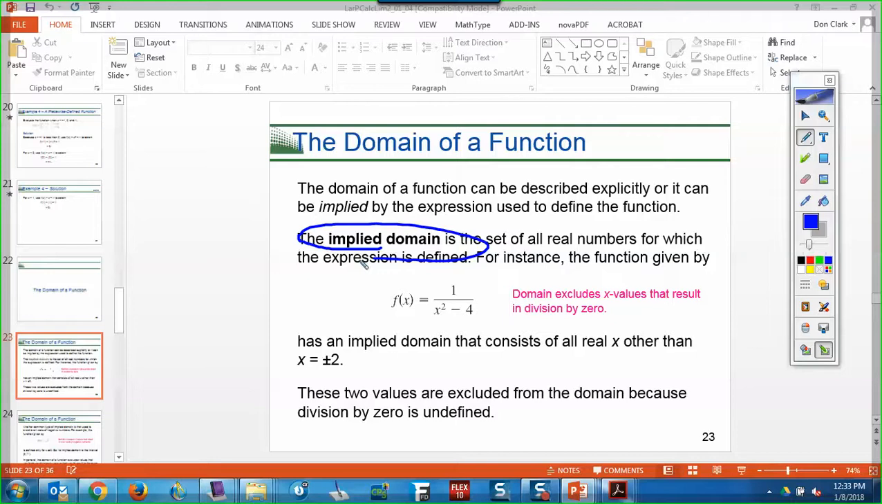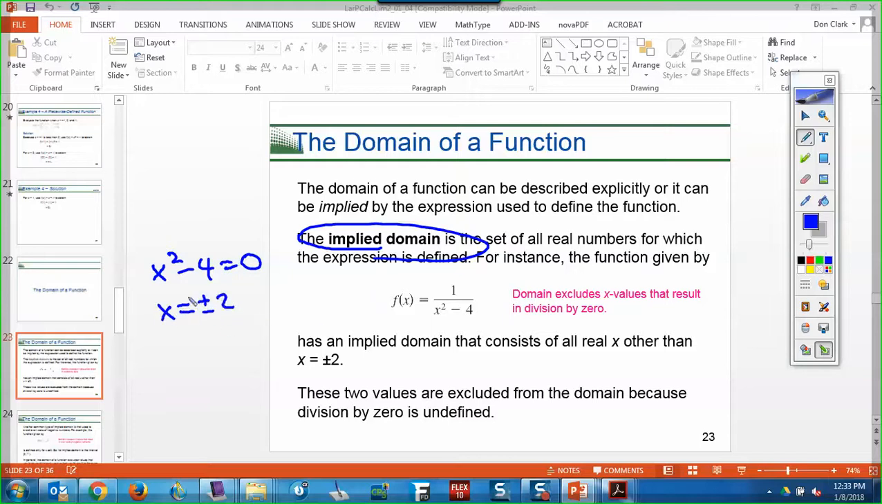Well, if x is 2, it's undefined. So there will be no matching output. And when x is -2, there'll be no matching output. Okay? Now, really, you could just do this in your head, but what you would do is say, well, we don't want the bottom to be 0, so it's really like solving this equation. You just take the bottom, set it equal to 0, factor, just like we did in our warm-up, and you see x is plus or minus 2.